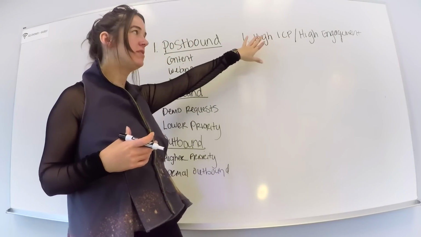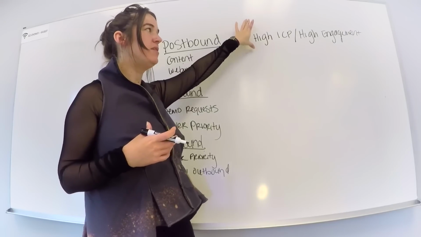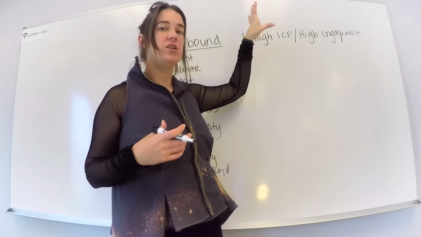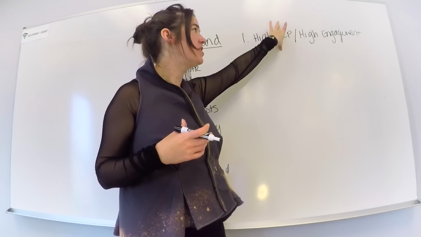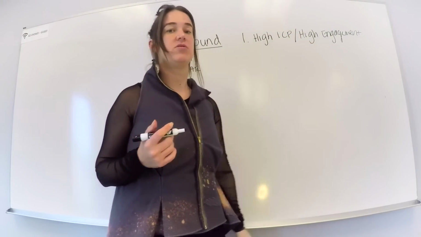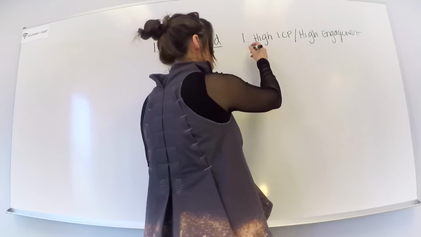So the first sequence that I would put of prominence is high ICP, high engagement. This is someone who is a part of a company that you really want to talk to. This is a persona that you really want to talk to. And they also are engaging with a lot of your content. They're downloading a lot of your stuff.